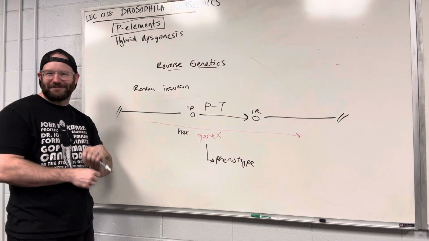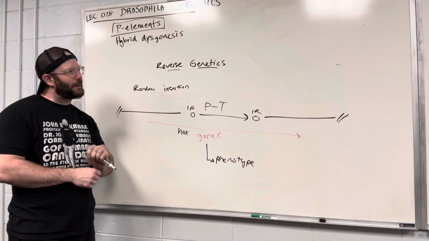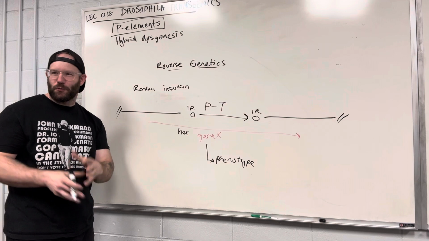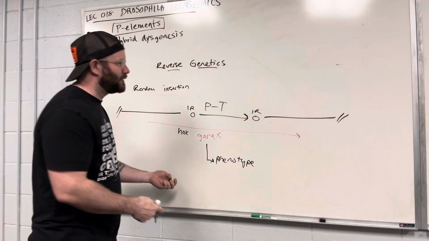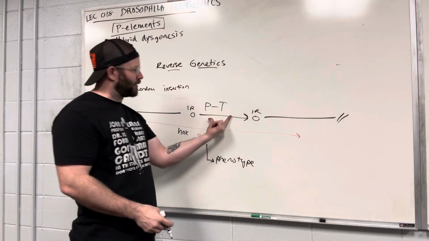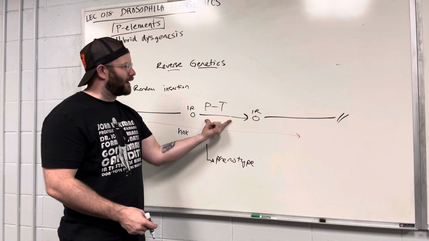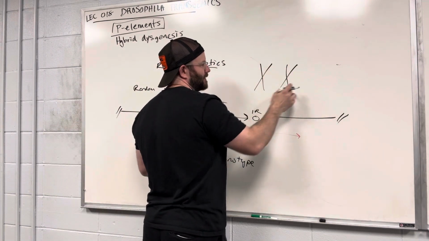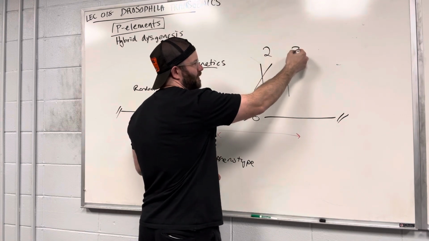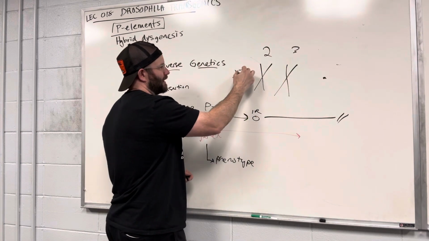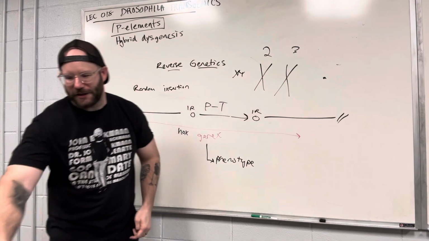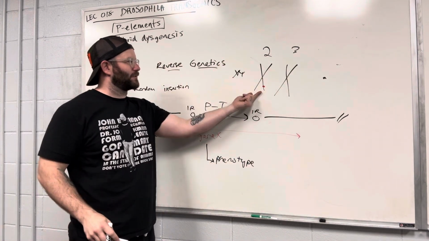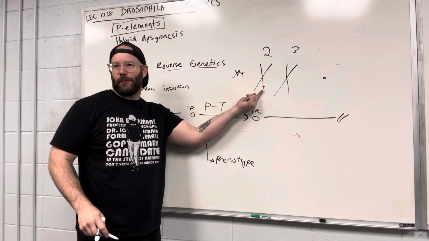Like FISH? FISH would tell you what chromosome. So if you did FISH for this probe, you'd essentially... Drosophila have chromosome 2, 3, the dot chromosome, and then the X and Y chromosomes. So if you did FISH, you maybe would see something like this, and then you could conclude, okay, the insertion site is on this arm of chromosome 2.